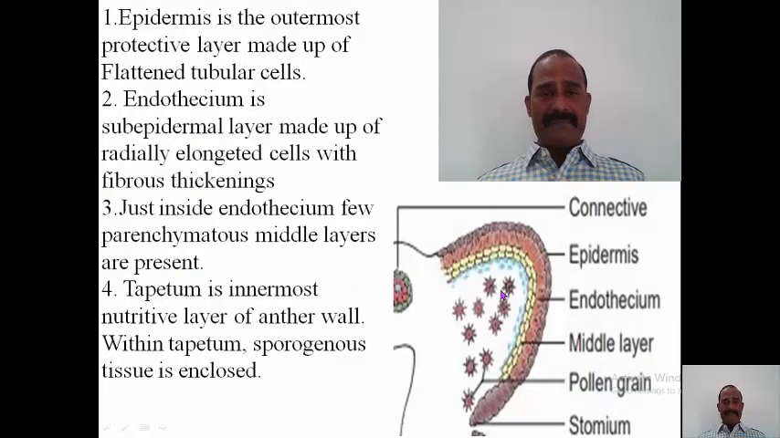If we see the epidermis, it is definitely the outermost layer, a protective layer made up of flattened tubular cells. So this is the epidermis. Then the endothecium is a subepidermal layer made up of radially elongated cells which show fibrous thickening. Here you can see the endothecium.